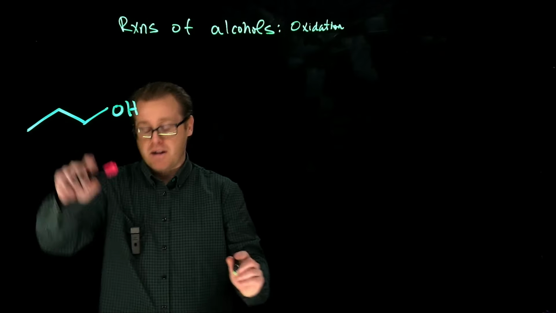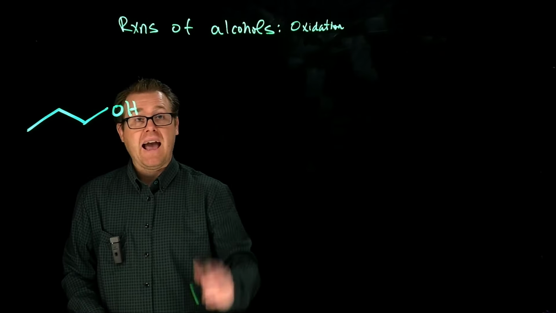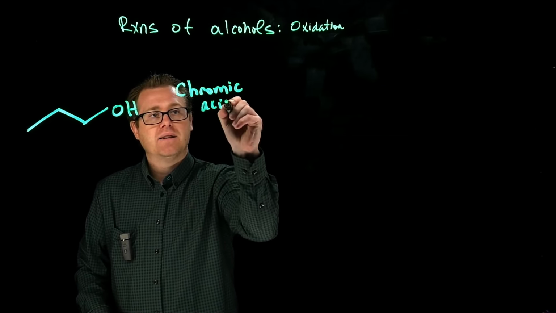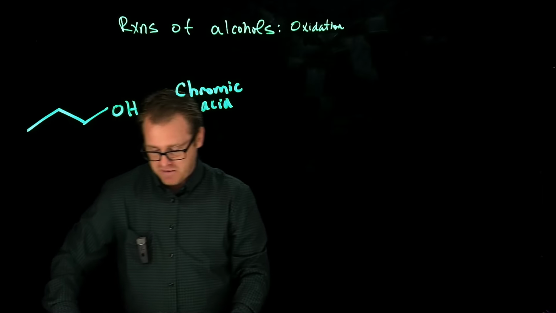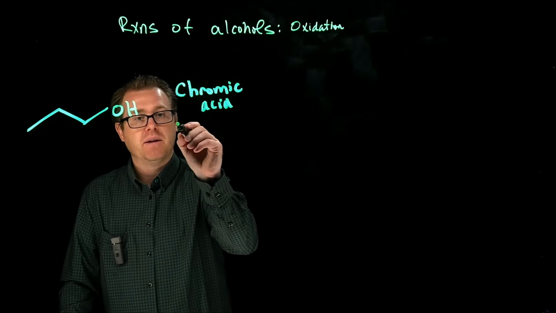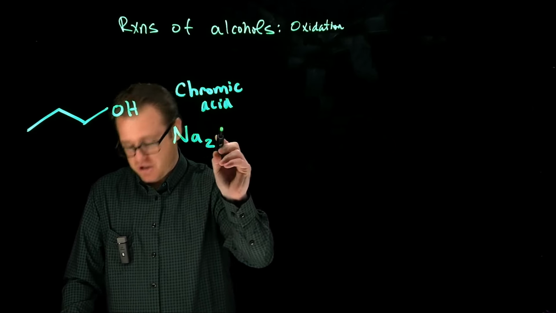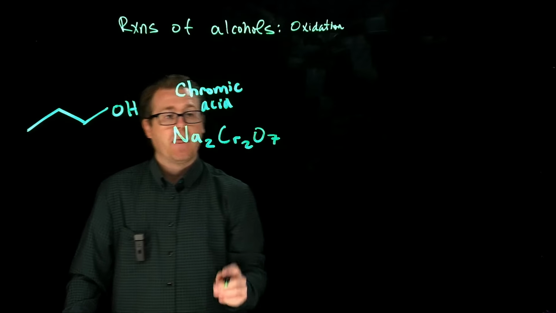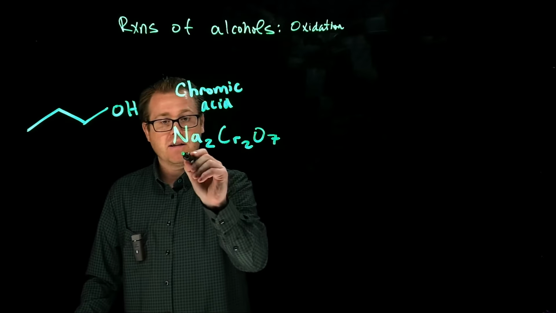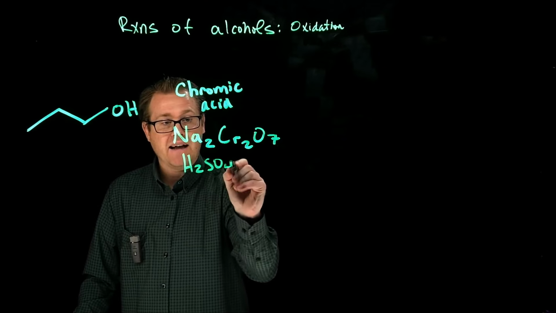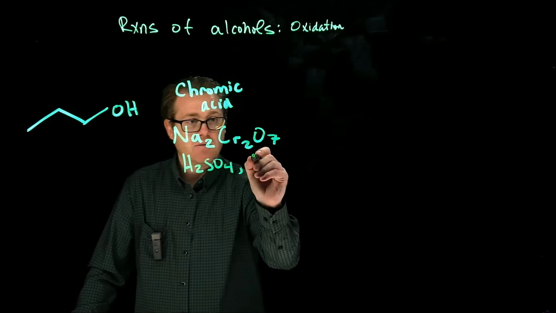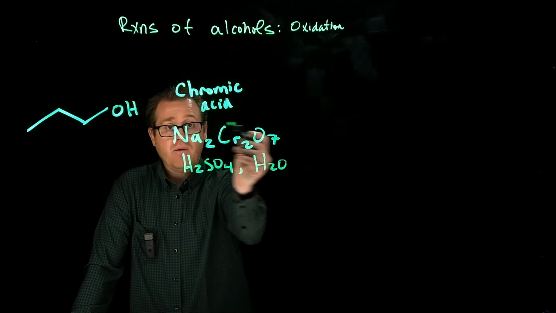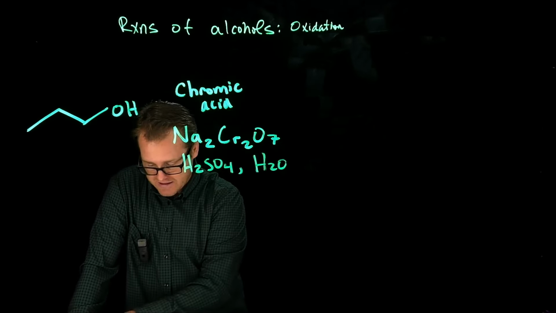If you take a primary alcohol and treat it with chromic acid. Now chromic acid can come in different forms. It can look like this, Na2Cr2O7. And you're going to take this salt and treat it with some sulfuric acid and some water. So that's one way that you could see chromic acid.